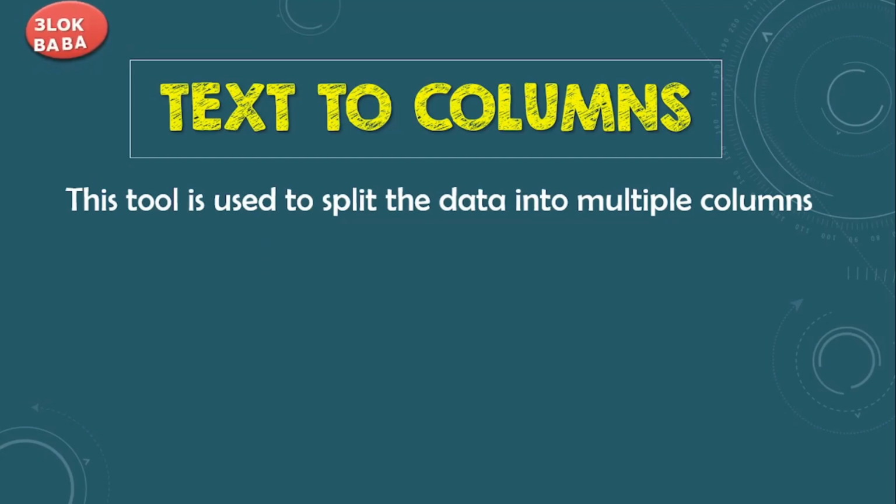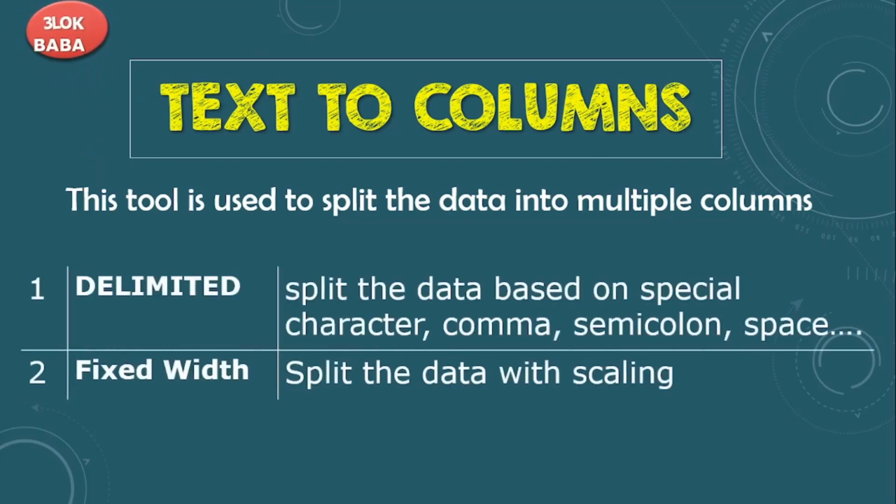Text to columns is nothing but splitting the data into multiple columns. Under text to columns, we have two different types. One is delimited and the second one is fixed width. In delimited, how is it going to split the data? It is going to split the data based on a special character, a comma, a semicolon, or a space between the words. I am emphasizing here, between the words. In between the words, if you have a special character, comma, semicolon or space, in that case we can use the delimited option.